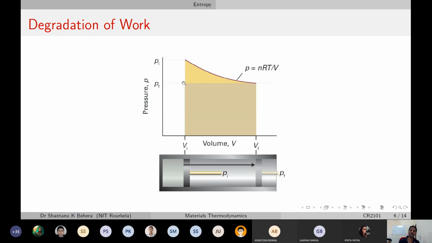If you do it like that, you'll be able to do only this much work. But if you do an infinitesimally small process, in a reversible manner, then you'll get the work which is like this. So depending on the way you do the process, you derive a different amount of work. If you conduct the process in a perfectly reversible manner, you'll derive the maximum work out of it. If you do it very suddenly, the work you obtain is about this much.